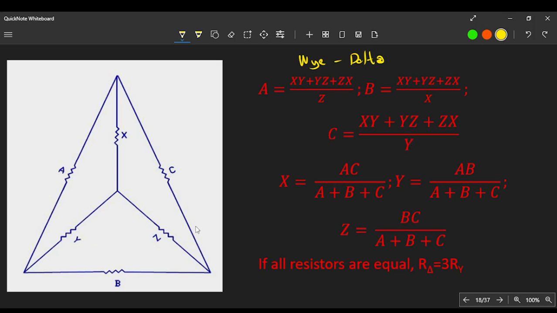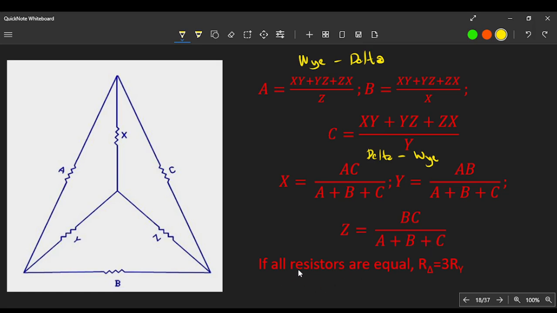For X, we now convert from delta to Y. For X, we multiply the two resistors adjacent to X, so A and C, divided by the sum of the three resistors, A plus B plus C. For Y, it's A times B, and for Z, the adjacent resistors are B and C, all over A plus B plus C.